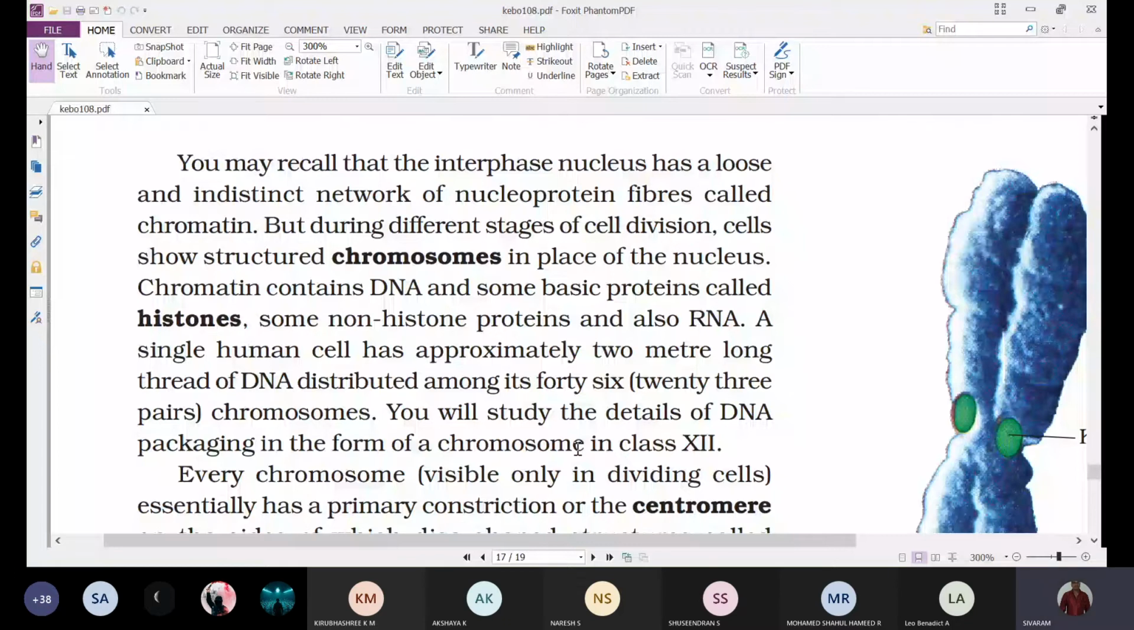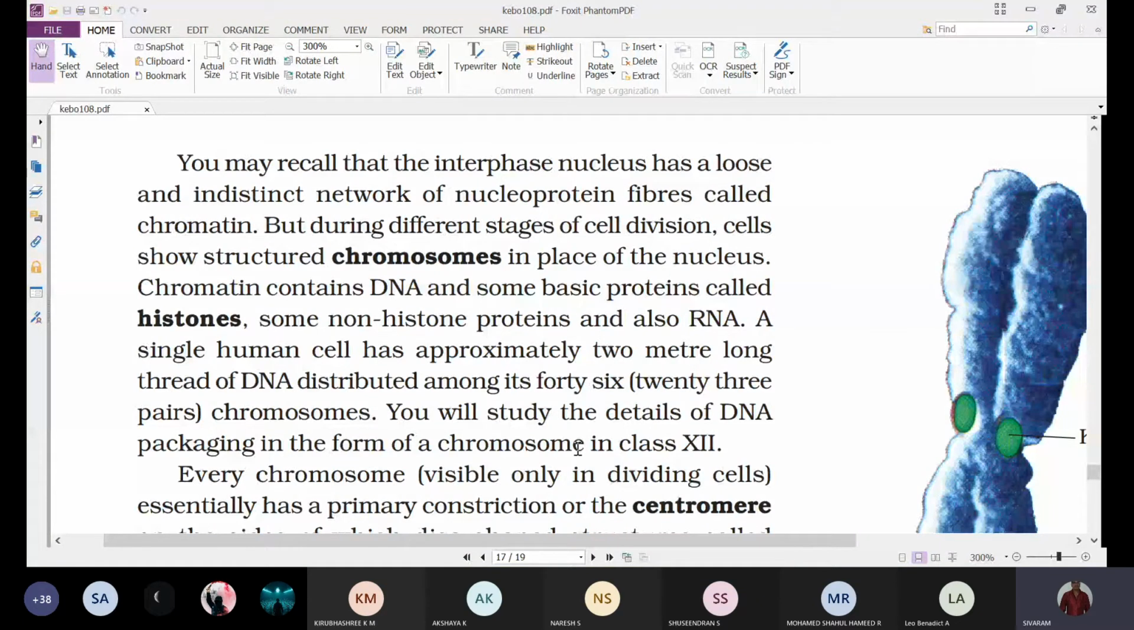Okay, that is. And next, when you observe the chromatin, it contains DNA and some basic proteins called histones, some non-histone proteins, and also RNA. When you observe, the chromatin contains DNA and some basic proteins, that means proteins which are basic in nature, not acidic. Mostly they are basic in nature.